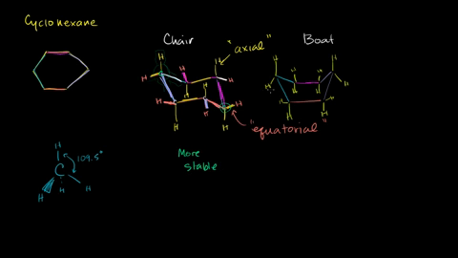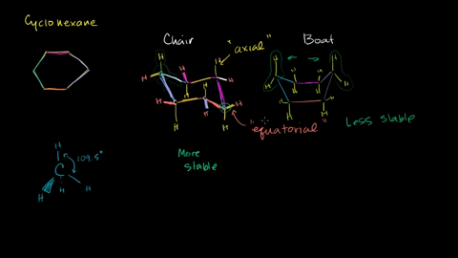In the boat configuration, this CH2 up here is much closer to this CH2. I mean, that's really the main difference between the two. And they want to get away from each other. They want to repel each other. So this one will have higher potential energy, or it will be less stable.